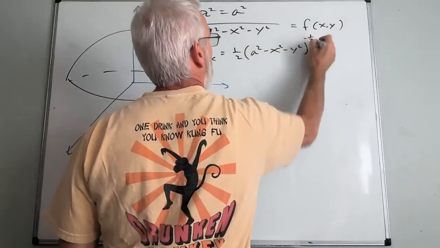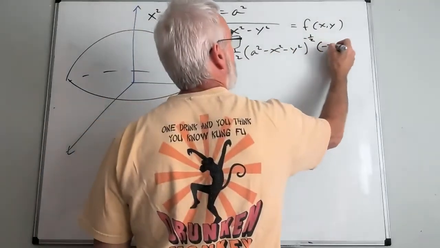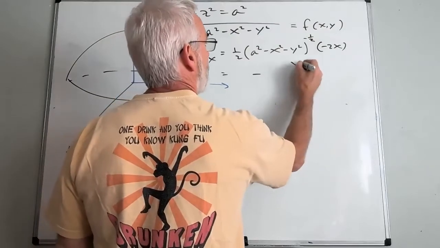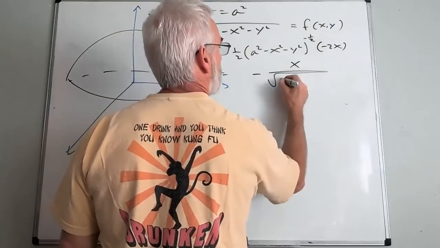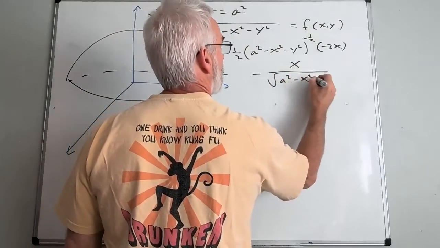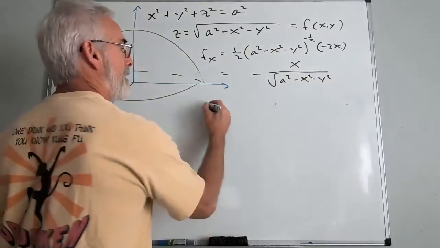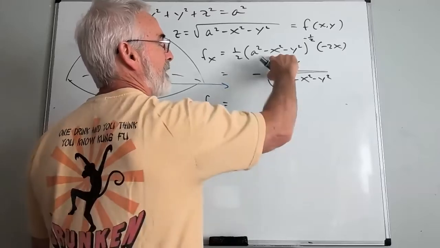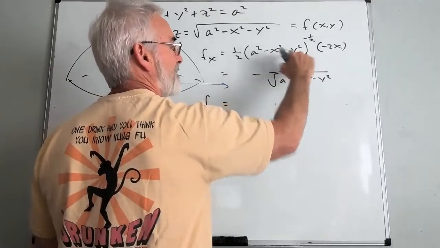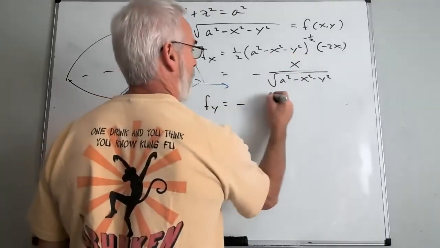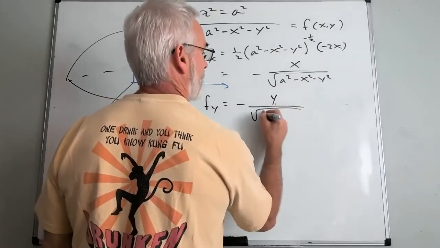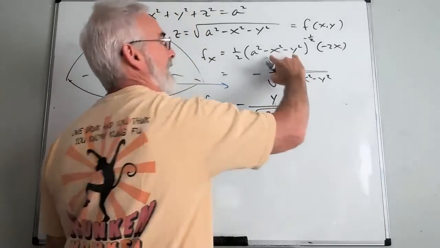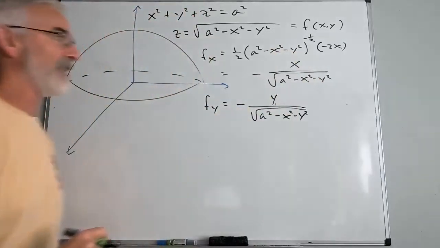This is to the -half, and then the chain rule factor being -2x. And so that would be -x over the square root. Okay. Fy, well, Fy is going to look real similar, isn't it? Because they serve the same purposes. So I can be kind of lazy here. Fy is just going to be this. I mean, you don't have to be a rocket scientist to realize, oh, I'm doing the same thing exactly.